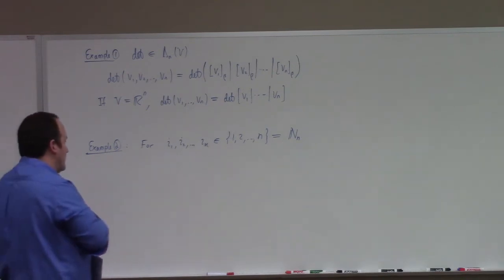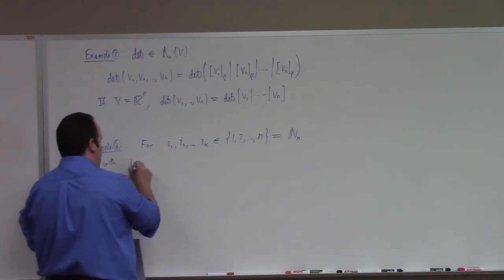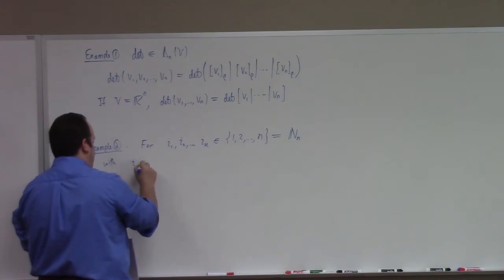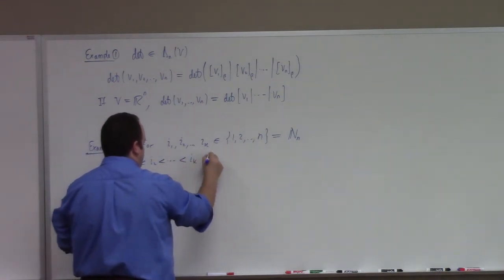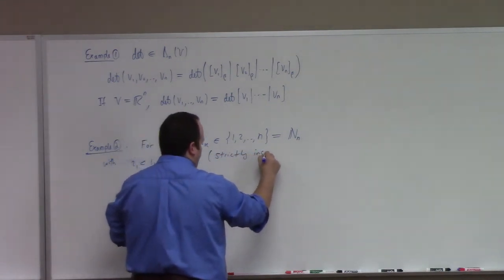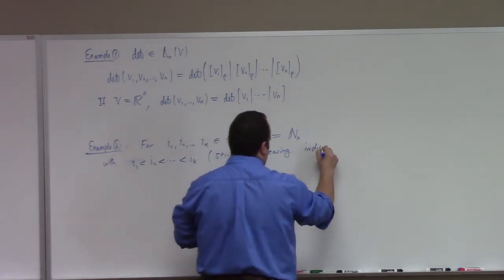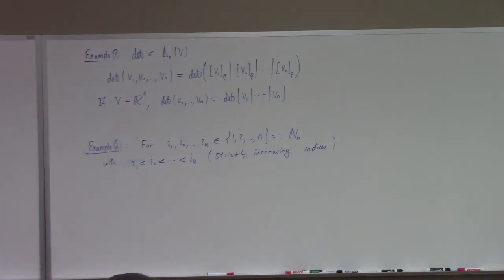And we also want 1 less than or equal to, well, I already got that. We want i1 less than i2 less than ... less than ik. So strictly increasing indices, right? All right. Strictly increasing indices.